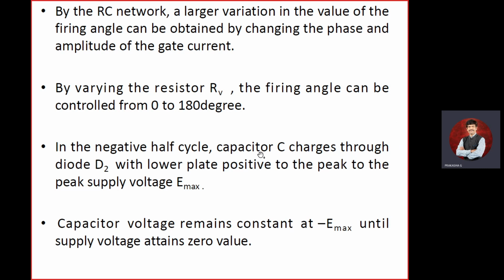In the negative half cycle, the capacitor charges through diode D2, with the lower plate positive, to the peak of the supply voltage. So during the negative half cycle, the capacitor will be charged through the diode D2. Then the capacitor voltage remains constant at minus E maximum until the supply voltage attains zero value.